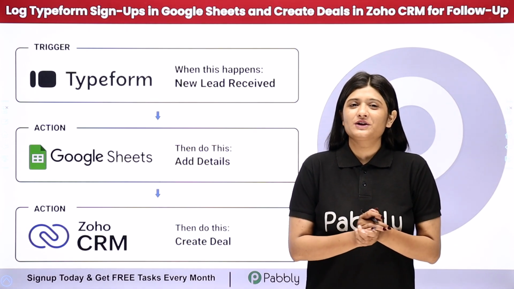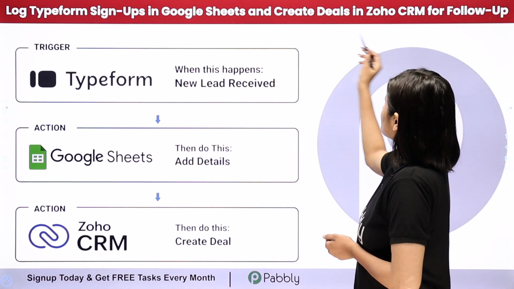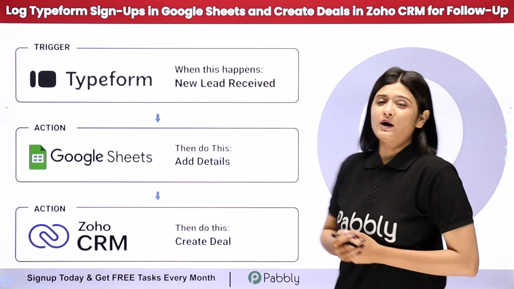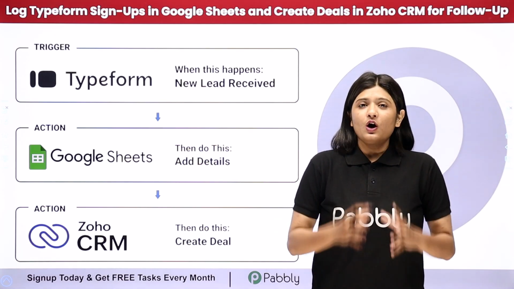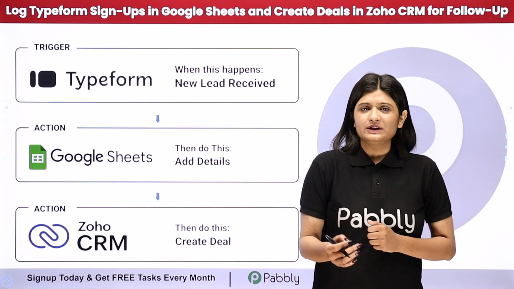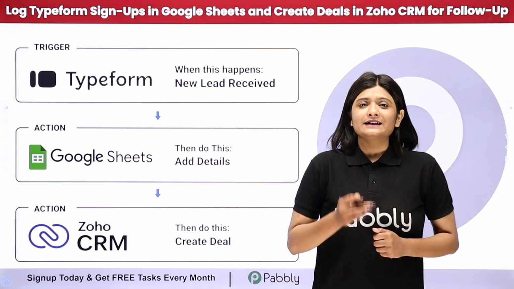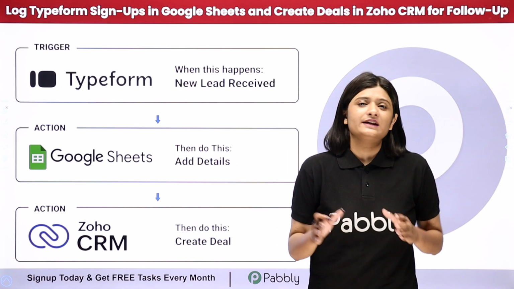In this video, we are going to learn how to log Typeform signups in Google Sheets and create a deal in Zoho CRM for follow-up. So let's suppose I am running a business for which I am collecting all my leads using Typeform. I want that whenever I receive a new lead, automatically I should add the lead details to my Google Sheets and then create a deal in my Zoho CRM account.